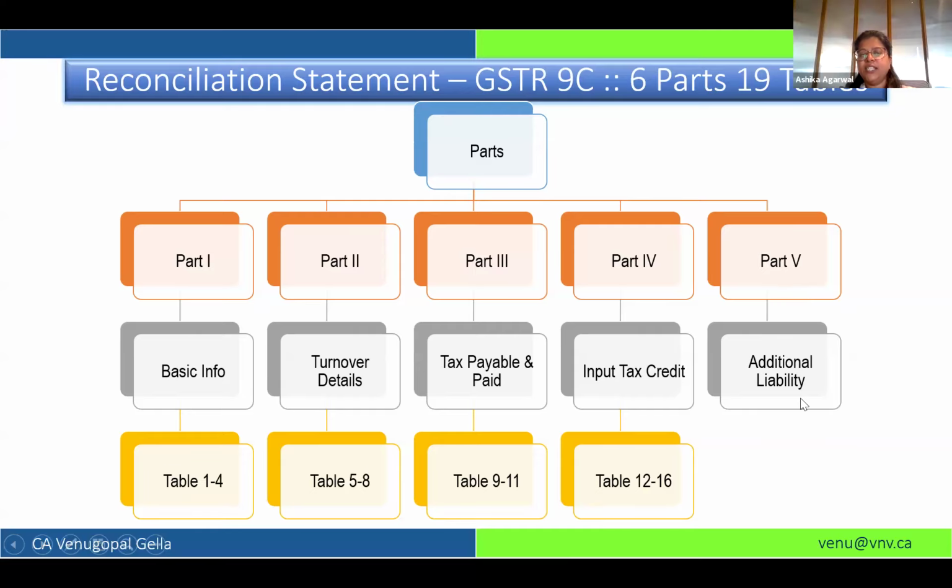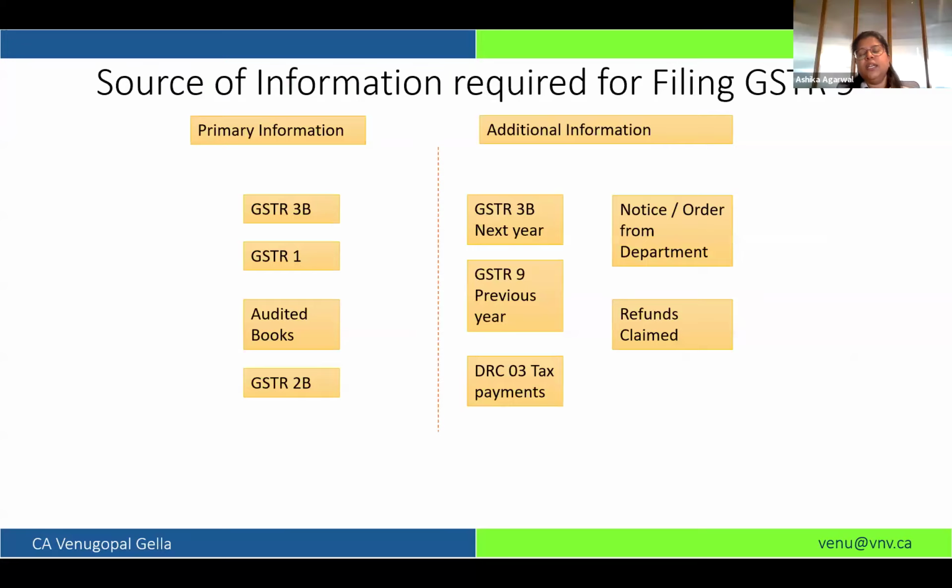Part 5 is an additional liability. As the sir explained about 9 versus 9C, 9 is a statement of fact and 9C is what you are actually liable to pay. So if there is a difference between what you reported and what you are liable to pay, that additional liability you can disclose here and pay through DRC 03. So with this basic understanding of the table.